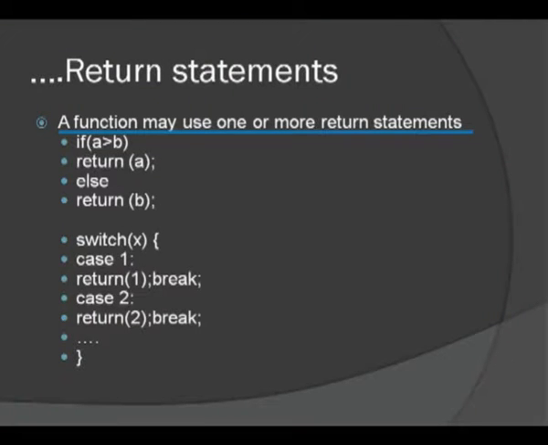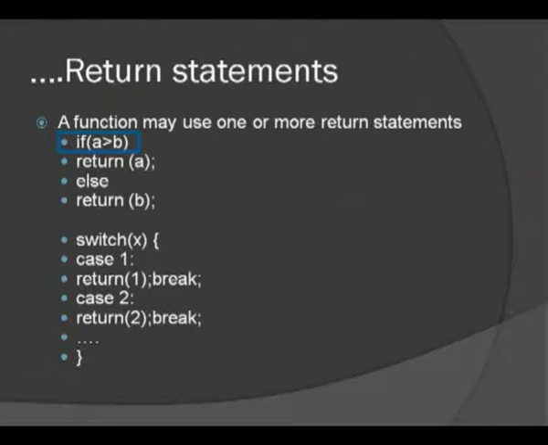A function may use one or more return statements. It is not necessary that if you are declaring and defining a function, it should have only one return statement. There may be exceptional cases where, because of some conditional expression, we may have to return more than one value depending upon the situation. That is most common with the use of decision statements. Here is an example where the values a and b are evaluated: if a is greater we have to return a, or else we have to return b.